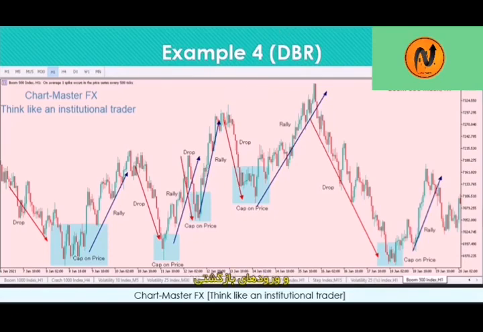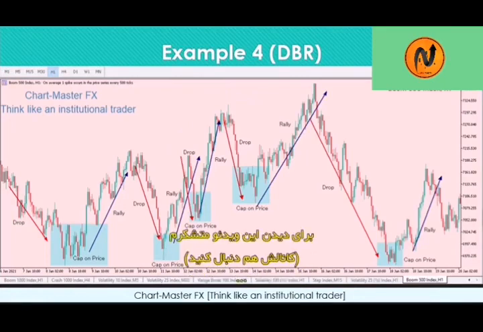So guys, this is basic market structure. You need to understand this, so that when you hear us in the standard operating procedure talking about RBR, DBD, you will not be confused about what we are saying. So this is the jargon that we use at Chartmaster FX.